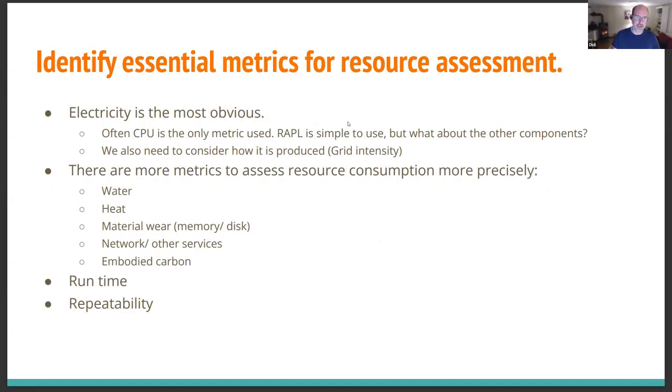So as I already said, electricity usage is the most obvious. Often I see that only CPU power is used, RAPL, because it's simple to use, it's just there. But what about the other components, right? We have disk, we have memory, we have all these other usages. Now people are starting to talk, especially in the data center context, about water, heat, material wear, right? You can't use a disk as if it were infinite. Every write incurs a sort of cost on the hardware. And people are now starting to think about this.